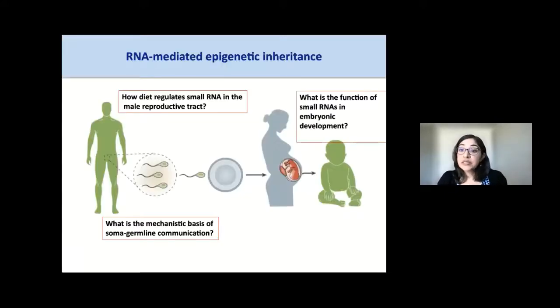So the big questions which remain unanswered, and which we in our lab are trying to address, are: how does diet regulate small RNA levels? How is it that a low protein diet leads to these changes? And as I said, we are trying to understand how those vesicles are passing information to sperm. That is known as soma-germline communication. What is the mechanism? And finally, what do these small RNAs do when we see those early changes in gene expression, and what does that actually mean for the health of the offspring? All these are important questions which we hope to address in coming years.